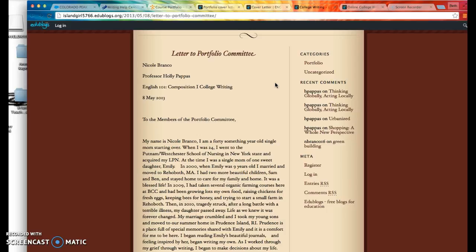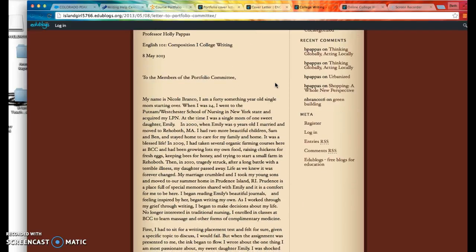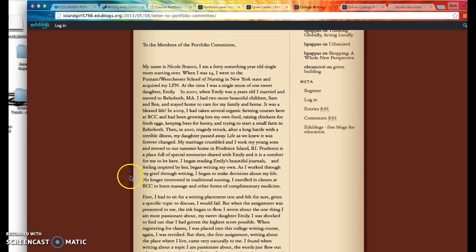And the reason this one stands out to me is that she doesn't really have a super clear thesis in the introduction, but she establishes that she's a 40-something-year-old single mom. You see that in the first line. And then she starts telling the story of what it's meant to her to come back to school and how she's been learning through writing. So you see this line here that she's learned about grief through her writing.